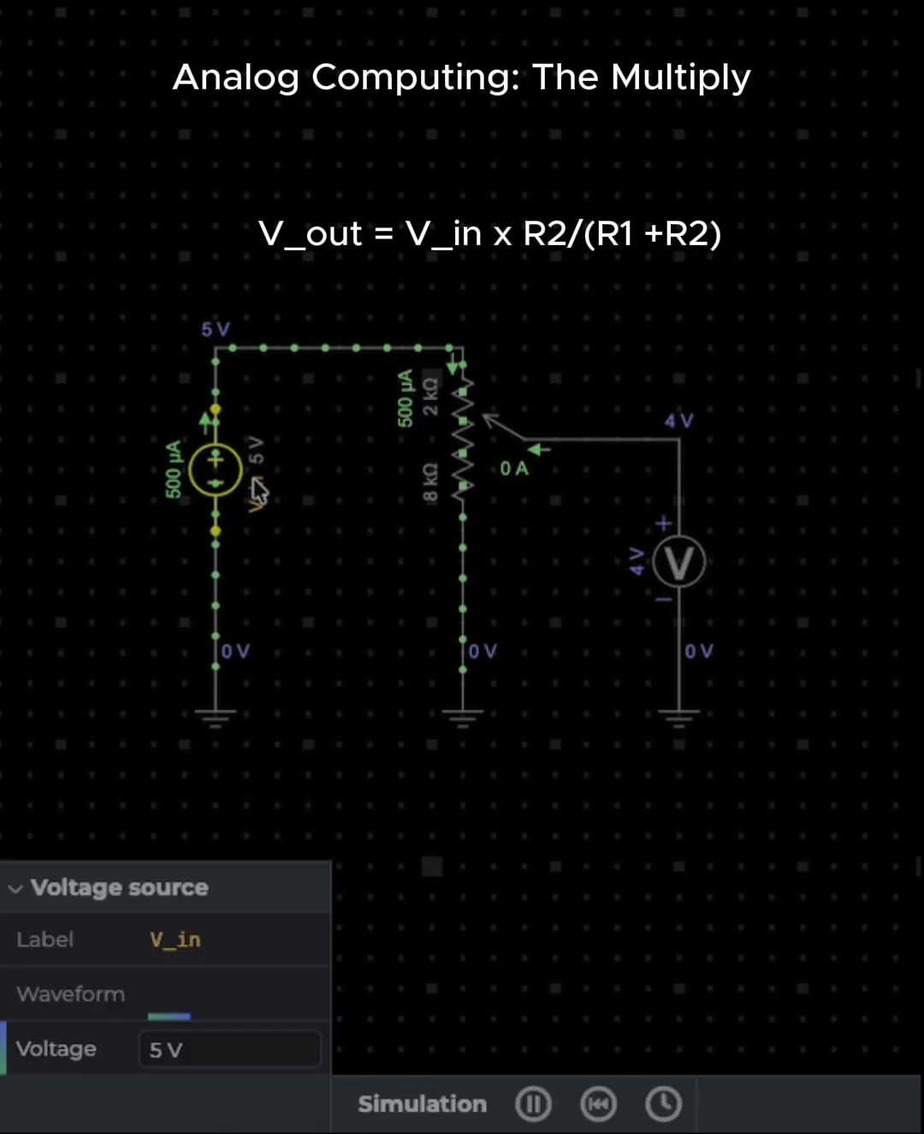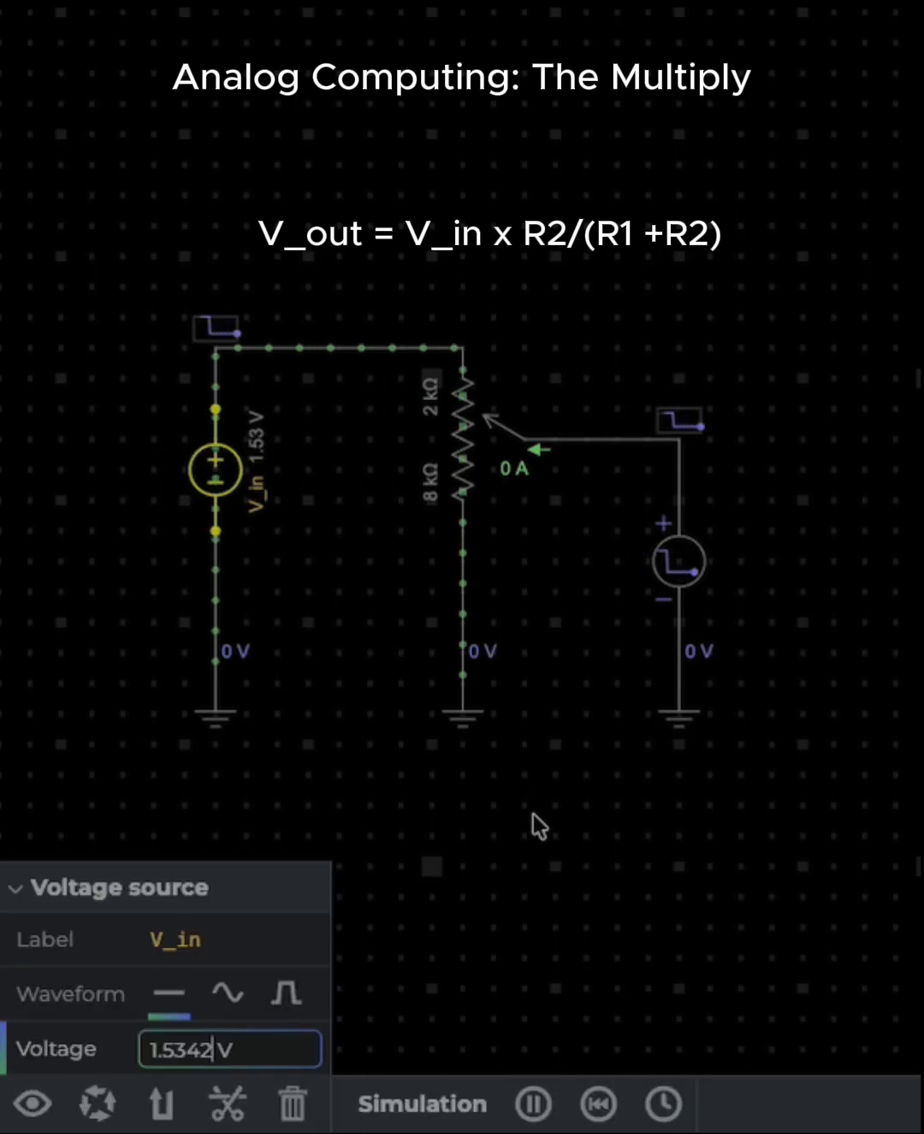So in real life, the output will be much more precise. What happens if you put 0 volt here? Of course, nothing, right? The output will be 0. I mean, anything multiplied by 0 is 0, right? So that is the multiplication part here.